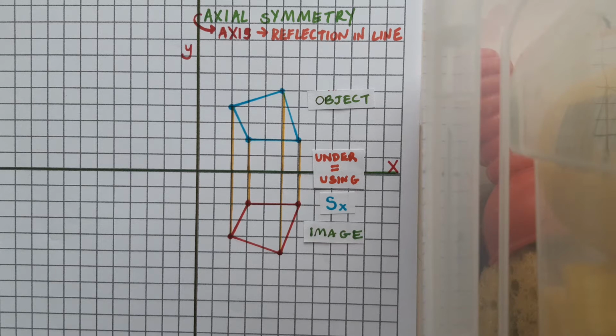Copy this diagram yourself for the original object and construct its image under axial symmetry in the y-axis. Pause the video and then play to see if you're correct.